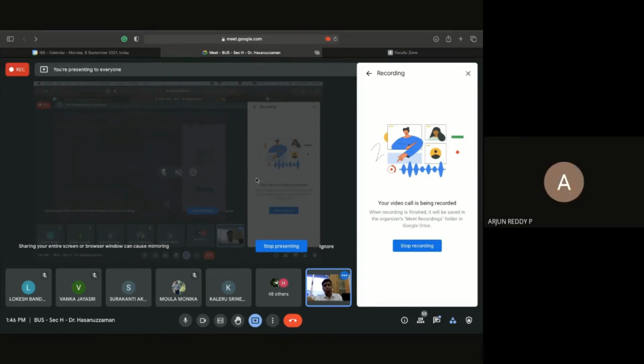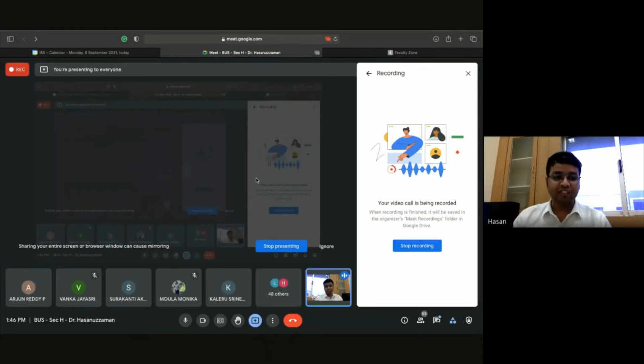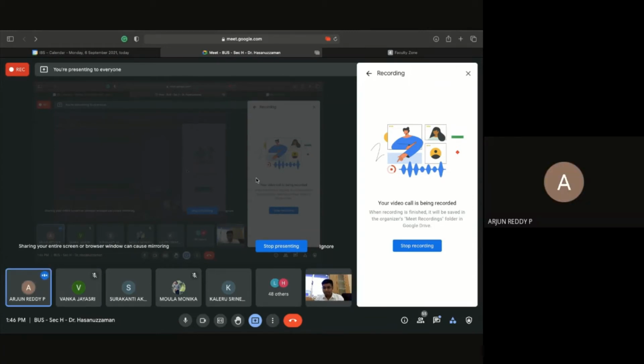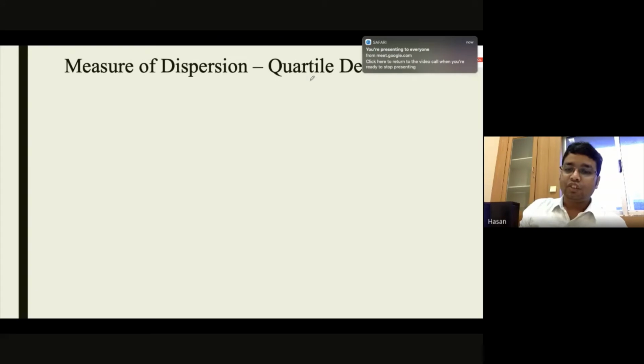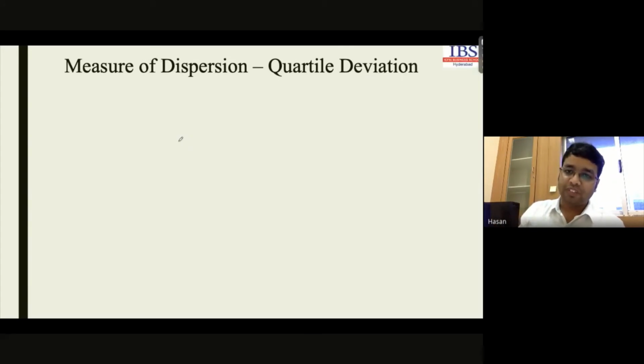You are dividing the data into 4 different parts. Yes, divided the data into 4 different parts. Very good. Any other insights? N by 4, N by 2, 3 by 4 and N. Yes. Half of the difference. Yes, so basically, quartile deviation means we will have to divide the data into 4 different parts.